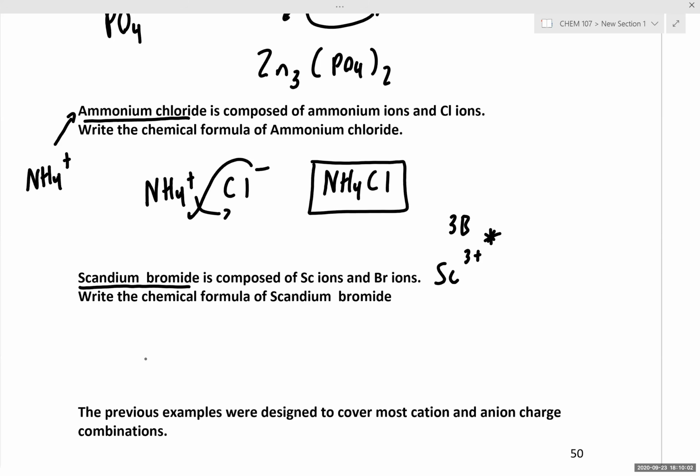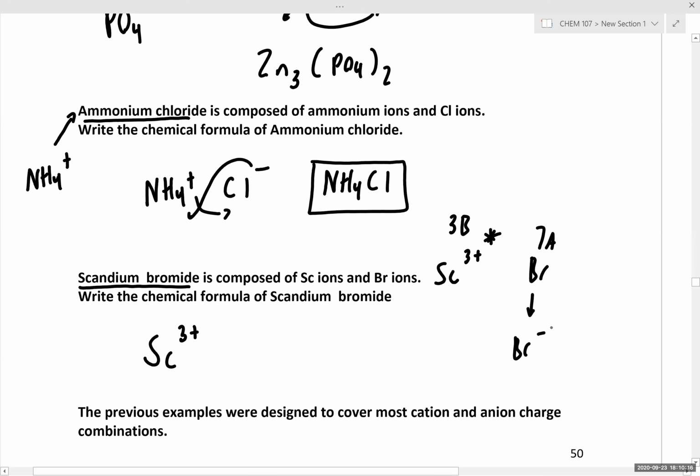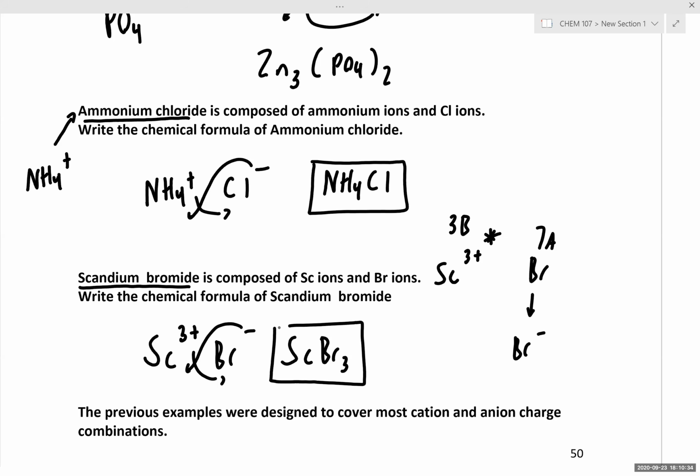Next, we're going to look at scandium bromide, where we have scandium 3+. And for bromide, bromine is a 7A element, so it prefers to adopt a charge of -1. Writing out scandium and bromine, we cross our charges. That gives us ScBr3, or scandium bromide. Does this example make sense to everyone? Any questions on this example?